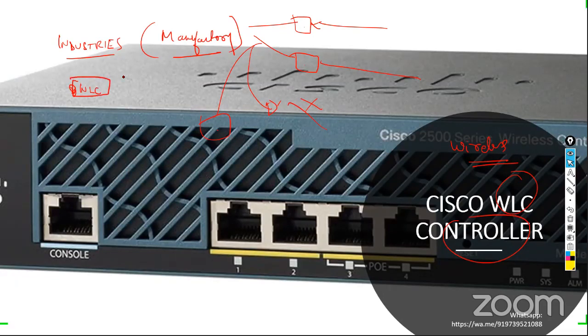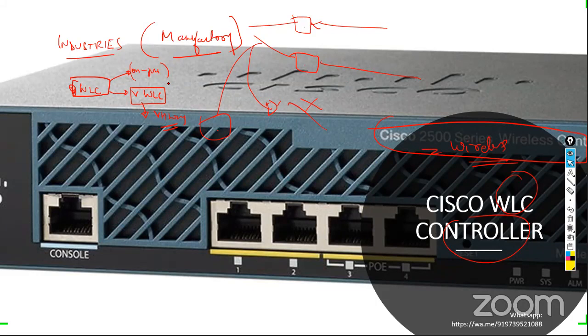Okay, so WLC can be on premises, it can be virtual also. That's why I was going to write WLC. Virtual WLC can be hosted on VM servers, or you can have a physical box that you see on my screen. It's a physical box, 2500 series wireless.